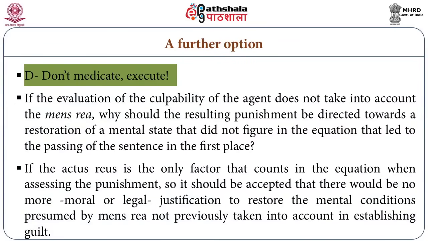There could be an equally persuasive argument that let him just be mentally unsound because the act of putting him to death satisfies the retributive justice principles. In other words, if the actus reus is the only factor that counts in the equation when assessing the punishment, it should be accepted that there would be no more moral or legal justification to restore the mental conditions presumed by mens rea, not previously taken into account in establishing guilt. So this is a reformulation of the very same thing. We're putting this person to death because of what he did, not because of what he intended to do. And consequently, why do we need to raise his level of mental capacity to such an extent that he understands what he did? The actus reus is important. So this is an argument for a fourth alternative: don't medicate, but do execute.